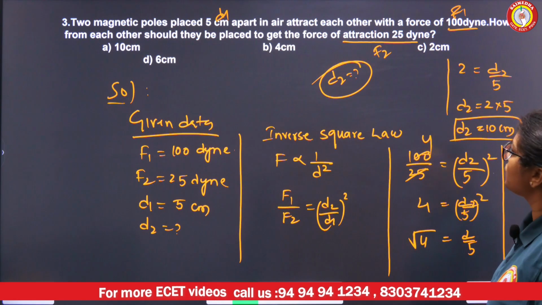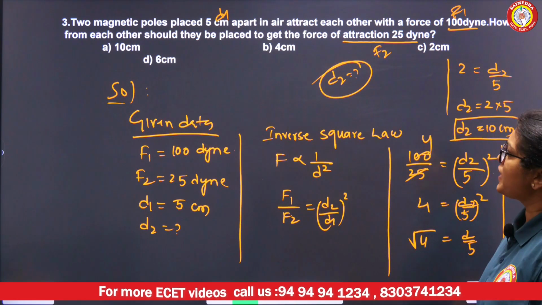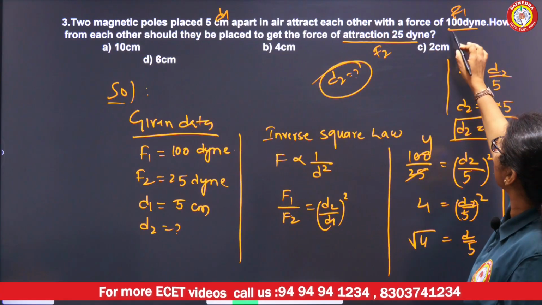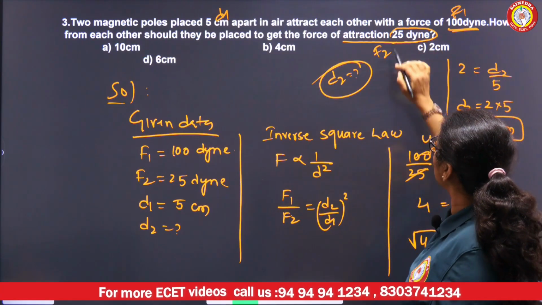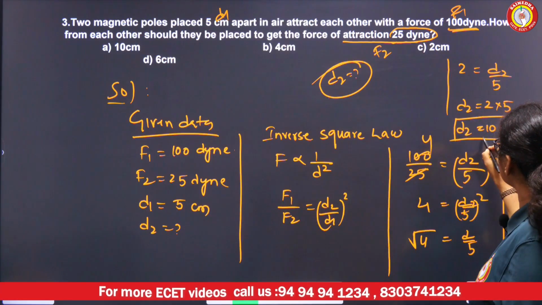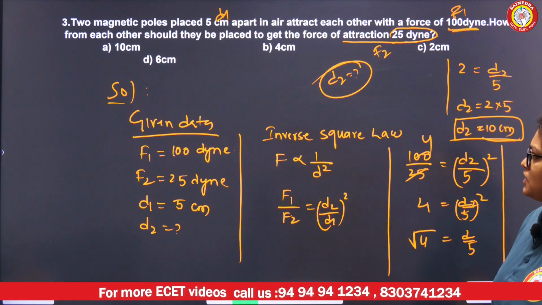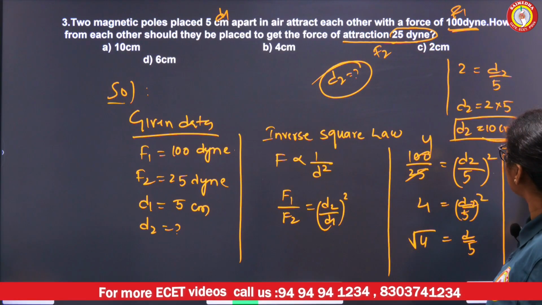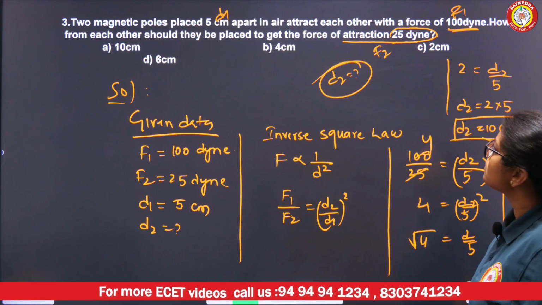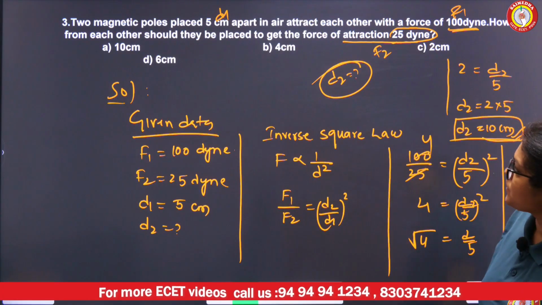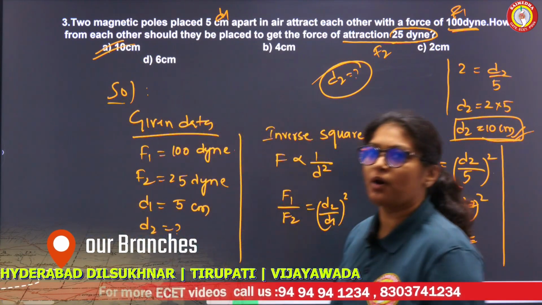But we observe in the question, two magnetic poles taken 5 centimeters apart have 100 dyne, and when the force is 25 dyne, the distance is 10 centimeters. The distance is 10 centimeters. So the distance has increased or decreased here? The distance has been increased. Clear? So we'll check the option. Option A is the correct answer. So in this way you have to solve the problem.